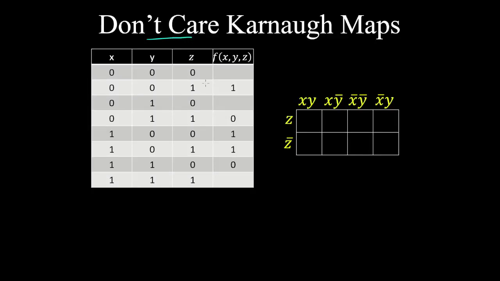Don't care Karnaugh maps are useful to determine a boolean expression where some of the inputs may be invalid. So for example, in some digital circuit codes, such as binary coded decimal, which is also known as 8421, where some of the outputs will be invalid for different inputs containing 4 bits.